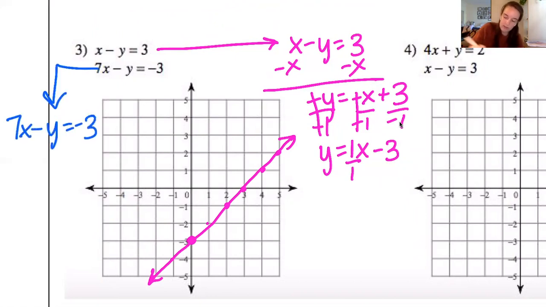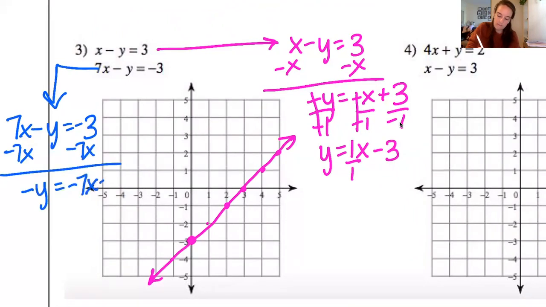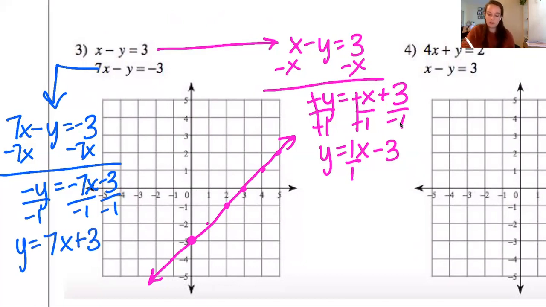7x minus y equals -3. Subtracting 7x on both sides, I have negative y equals negative 7x minus 3. Dividing out that negative from everything gives me positive y equals 7x plus 3. I'm going to start at positive 3. I'm going up 7 and over 3, so 1, 2, 3, 4, 5, 6, 7 over 1.